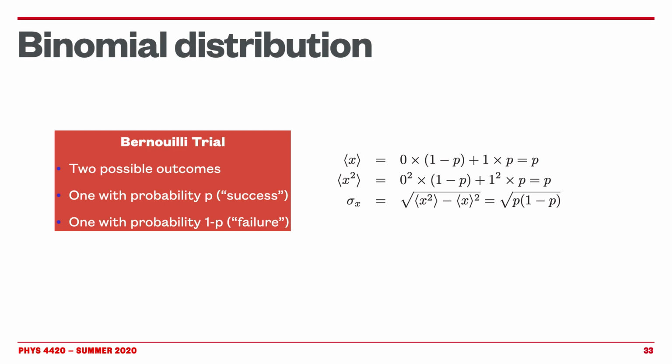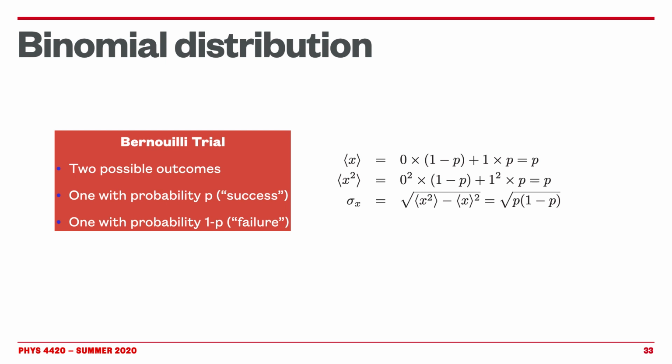Expectation value of x squared will also be equal to p. I let you do this as an exercise. And finally, you can calculate sigma x, the variance, which is the expectation value of x squared minus the square of the expectation value, and you find that the variance is p multiplied by 1 minus p. So this is called a Bernoulli trial, okay?